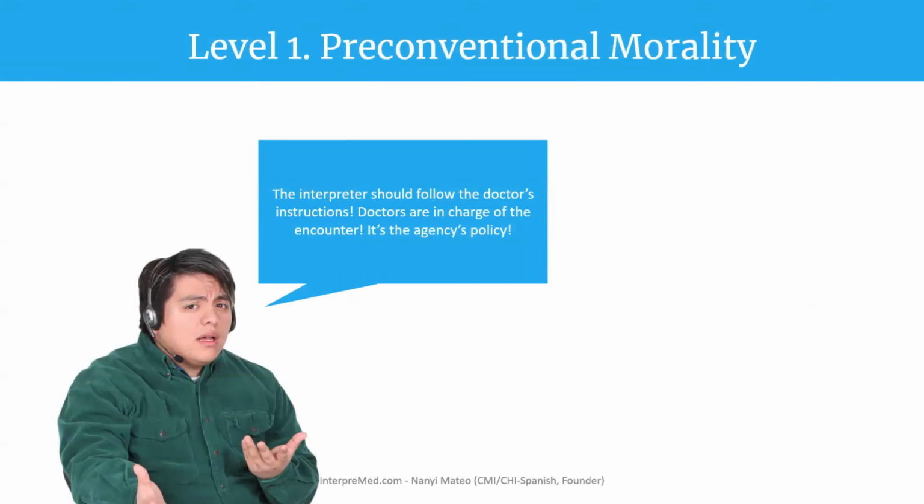When we answer this question using level 1 reasoning, should the interpreter have or have not done that? A level 1 interpreter will say that interpreters should follow the doctor's instructions because doctors have more authority and expertise than patients and interpreters during a medical encounter. Doctors prescribe medication, educate patients, and give treatment.